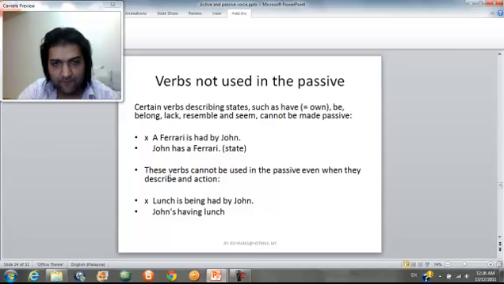These verbs cannot be used in the passive even when they describe an action. "Lunch is being had by John." Lunch is being had by John? That's stupid. We should say John's having lunch. John is having lunch.